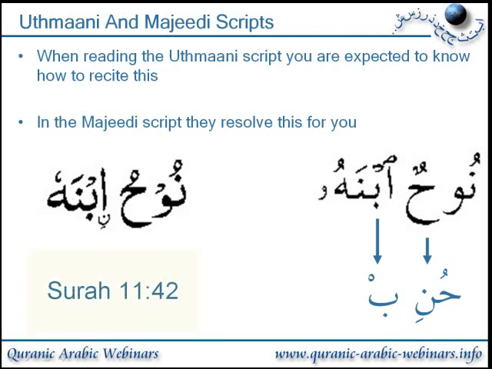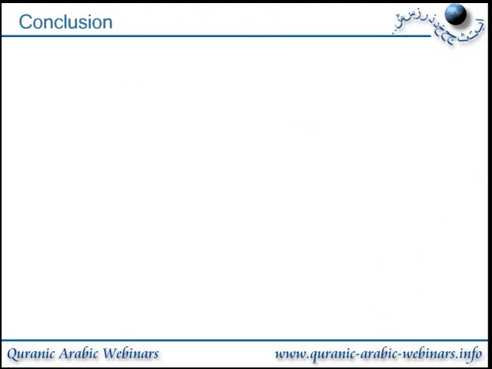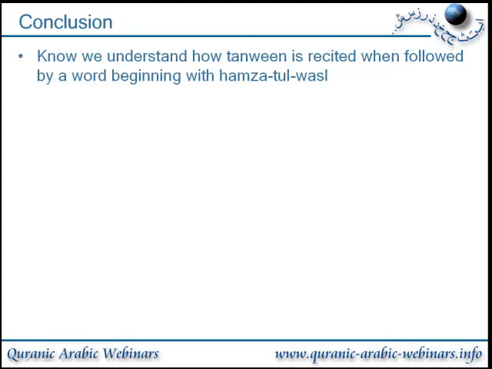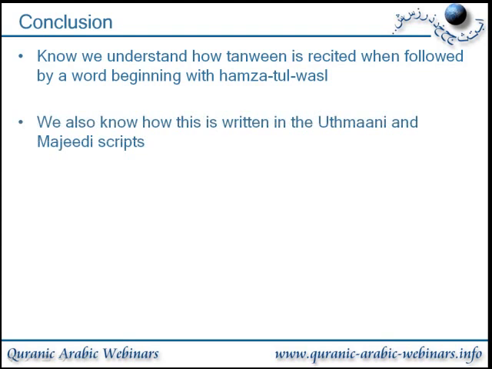Okay, and a small note here, if you want to see this in the Quran, look at Surah 11 verse 42. And advice here would be to keep two copies of the Quran, one in Majidi script and one in Uthmani, and go through and compare. It's quite a good exercise. So in conclusion, we now understand how tanween is recited when followed by a word beginning with hamzatul wasl. We also know how this is written in the Uthmani and the Majidi scripts.